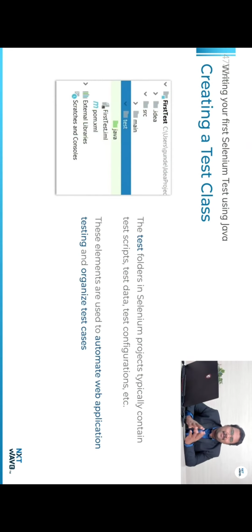Okay, so coming back to our Maven Selenium project that we have created so far, the project structure contains a folder called test. This directory contains the test related code and the test related resources so that we can execute the project, right? It could be test scripts, test data, and so on and so forth. These elements are used to automate the web application testing process, and we can also organize the test cases. The purpose of having a dedicated test folder is so that we can keep our test code separate from our development code altogether.